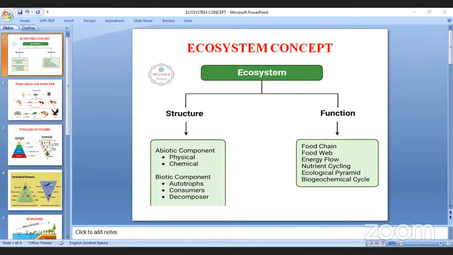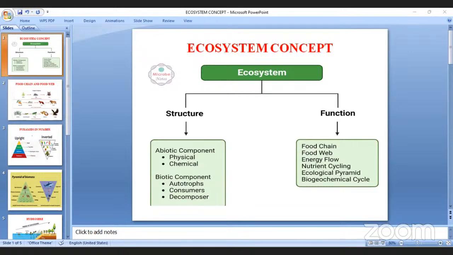The ecosystem concept is an extremely useful one since it permits the study of structure and function of the ecosystem in a quantitative manner. If you see the structure of the ecosystem, as I already told you, in an ecosystem, there are all living and non-living things. First, the non-living abiotic components and the living biotic components. First, let's see the abiotic components. They are the non-living. In abiotic components, there are physical components and chemical components.